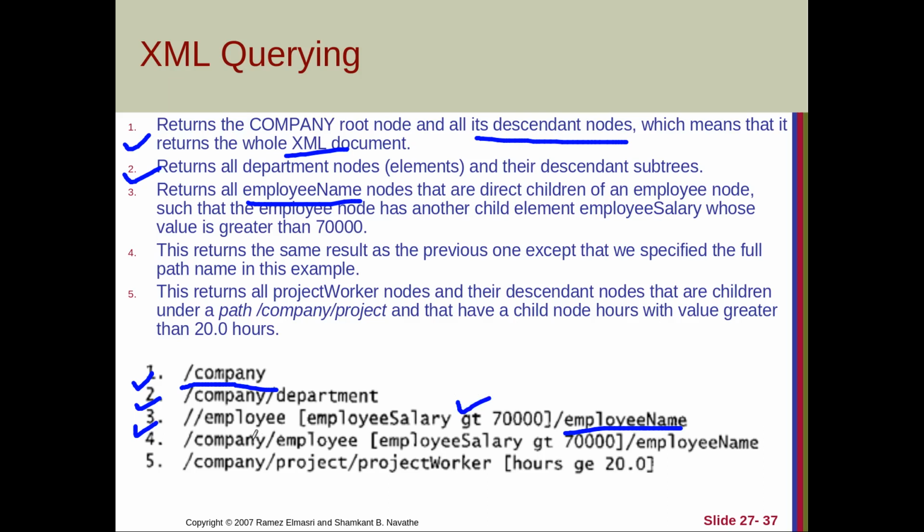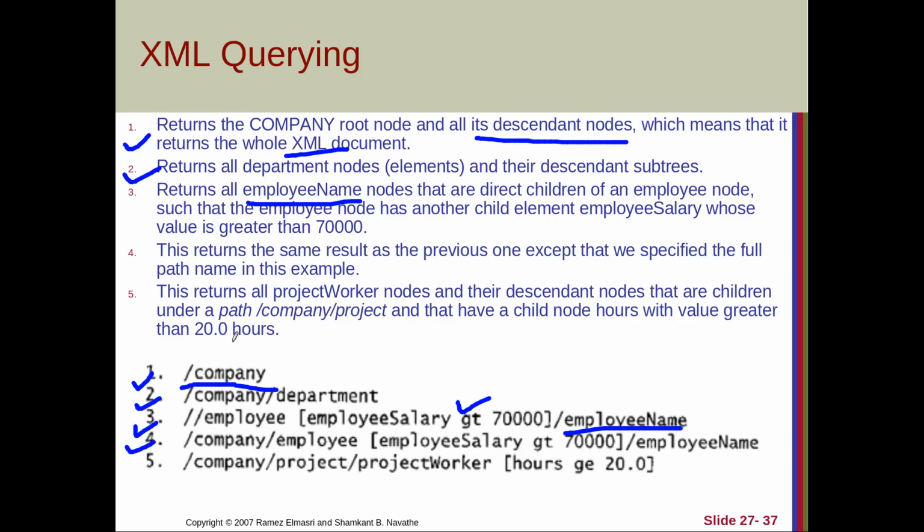So double slash means we are not going into the root, the entire path. So under employee name may not be present directly, but as we are using double slash, from the employee, from any location we can identify the employee salary or employee name at whichever level that value is present. Then fourth one, single slash company employee salary greater than 70,000 employee name.